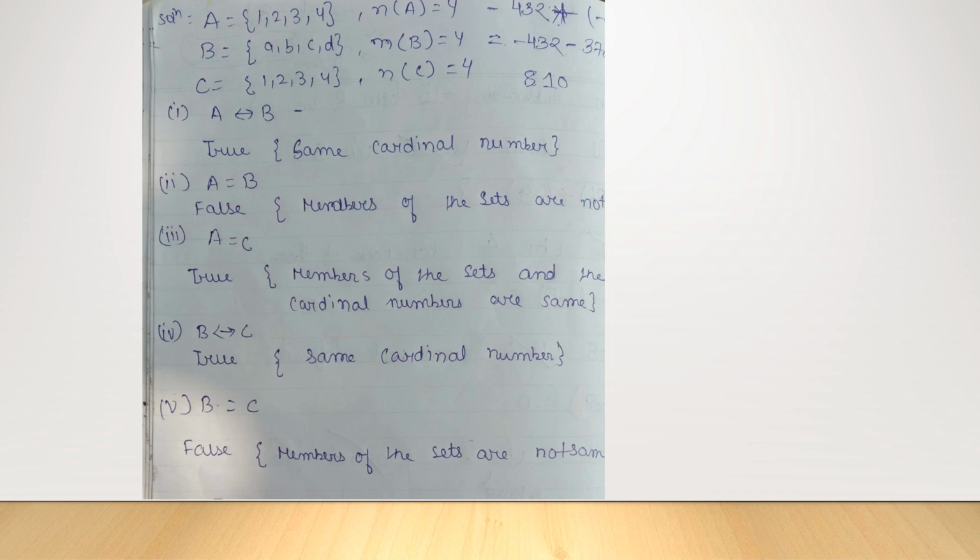Fifth part, B is equal to C. It will be false because set B and C are having different members in their sets.